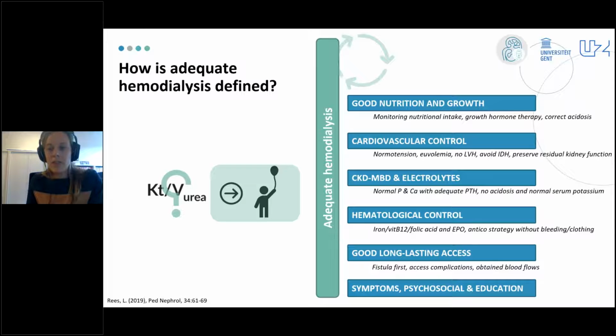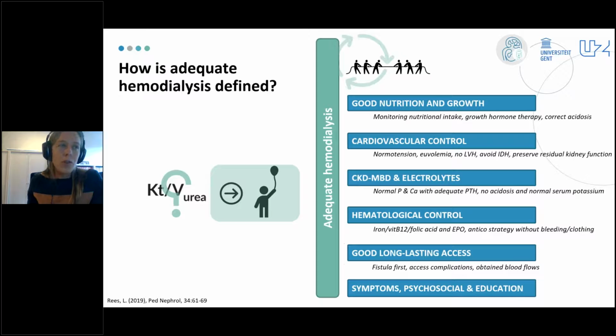And I really want to stress that adequate hemodialysis is something dynamic. It's not something that you just assess in the beginning. It's something that you need to do again and again and again. You have to reassess and reassess. And to come back to my introduction, it's really a balance sometimes between all these aspects. Sometimes you have to really try to find a good balance between all these things, so that the patient is still on board.